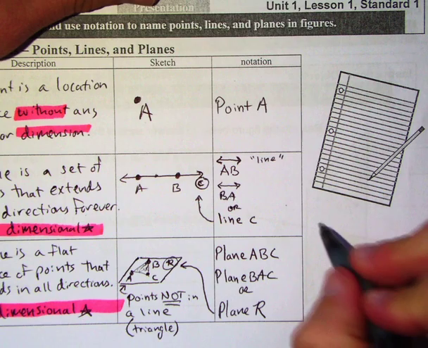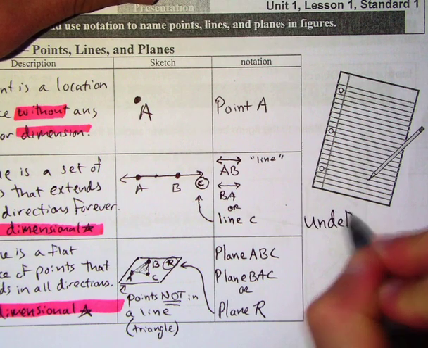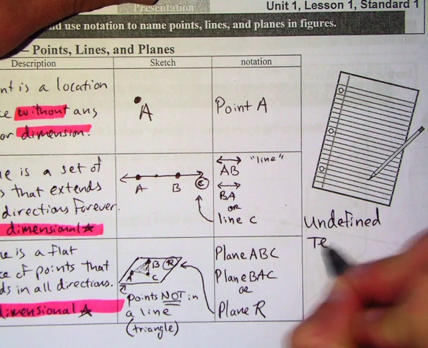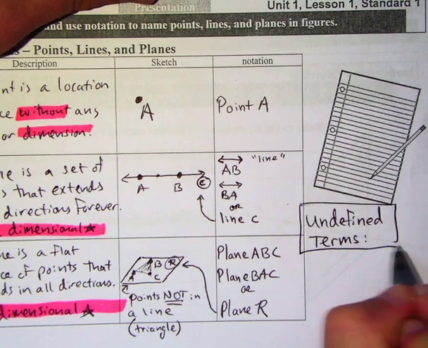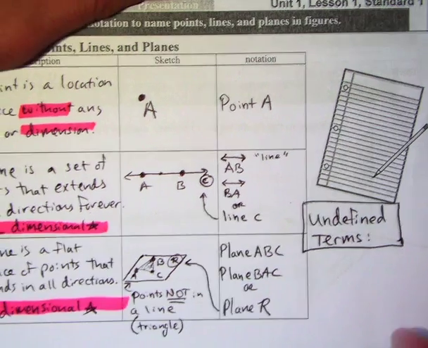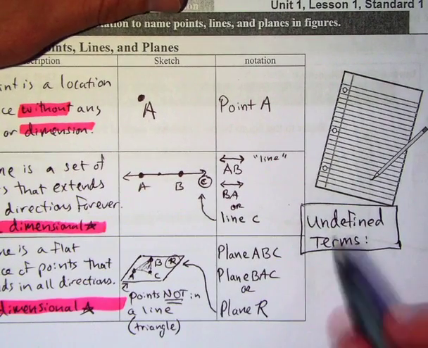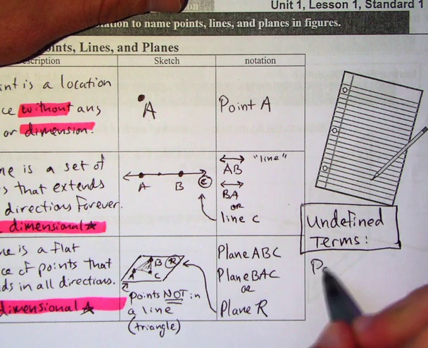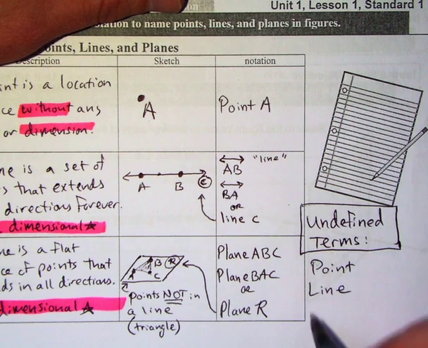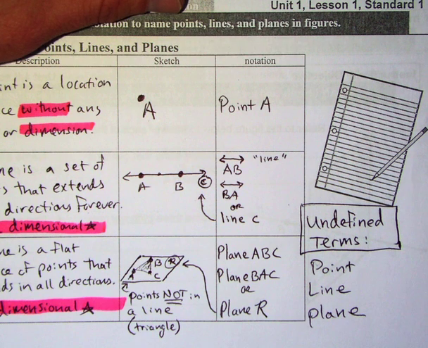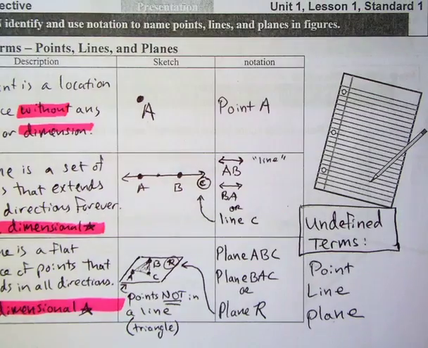One last thing. Point, line, and plane are what we call undefined terms. They were so central and basic thousands of years ago that they actually could not come up with good, solid definitions of them, and they remained undefined. They were taken on faith in the beginning. So point, line, and plane are undefined terms, and those are the basics there.